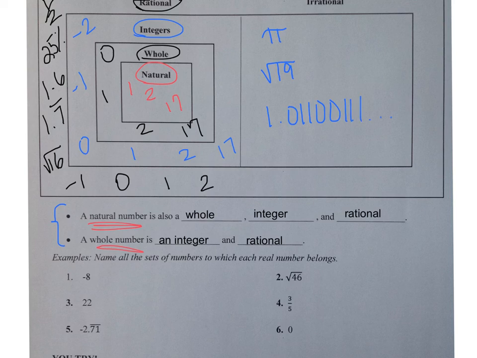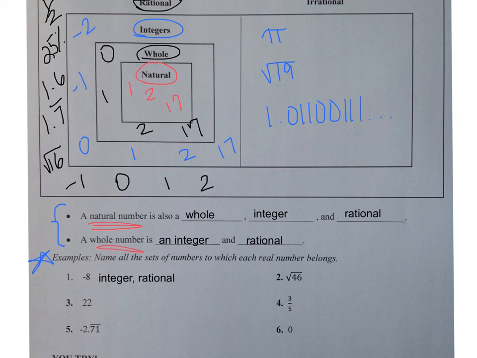So now let's look at our examples below right here. It says, name all the sets of numbers to which each real number belongs. And number 1 says -8. So you say to yourself, where does -8 start? Okay, well, -8 starts with the integers. Here's where your negative numbers belong. So as an integer, it's everything above. So it's going to be an integer and a rational.